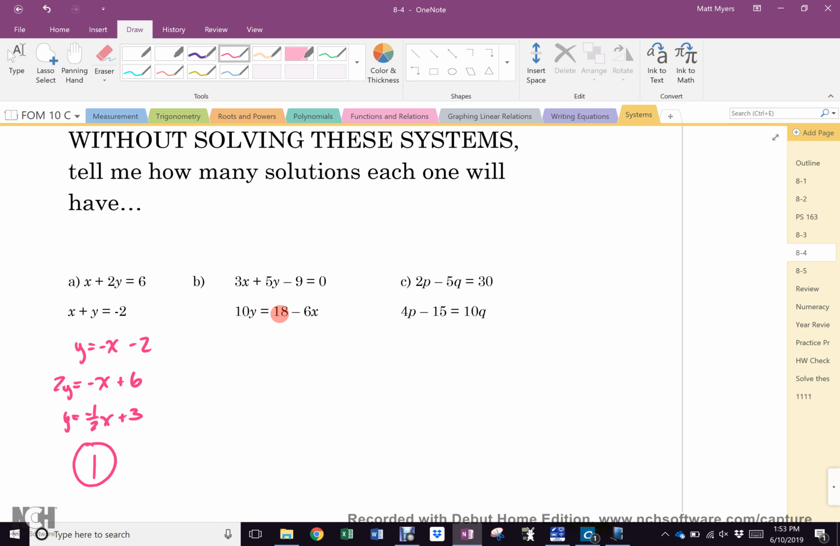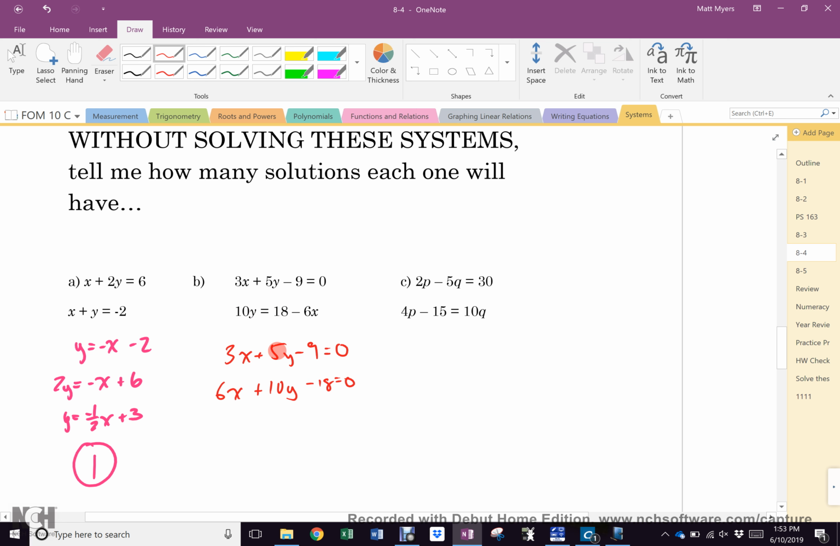So how many solutions? If that's the same line twice, how many solutions? Is it the same line twice, though? How could you check? What would you need to do to that equation to see if it was the exact same as that equation? Make it general form. So I have 3x plus 5y minus 9 equals 0. And I have, okay, that 6 has to come over. 6x plus 10y. Then I got to bring the 18 over. Minus 18 equals 0. Are they the exact same line?